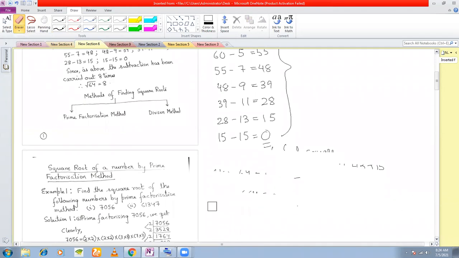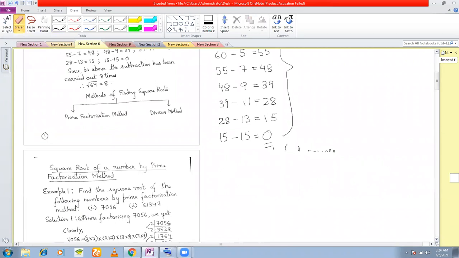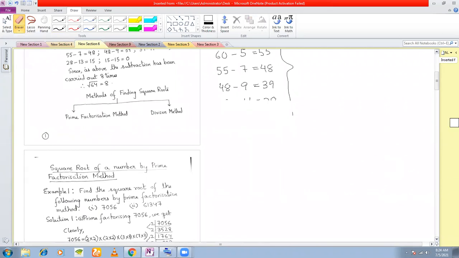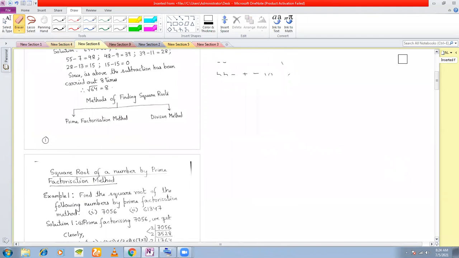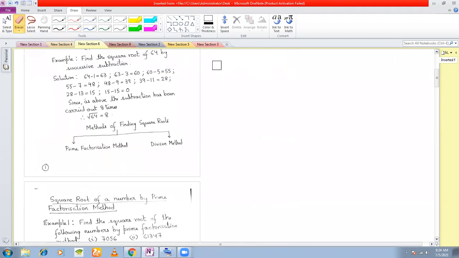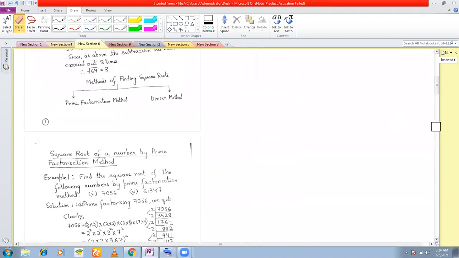Now there are two methods of finding out square roots. As you can see in the notes I have written, the prime factorization method and the division method. We use these two methods to find out square roots. Now this division method you can use for all the numbers. You can use it for fractions, you can use it for decimals.